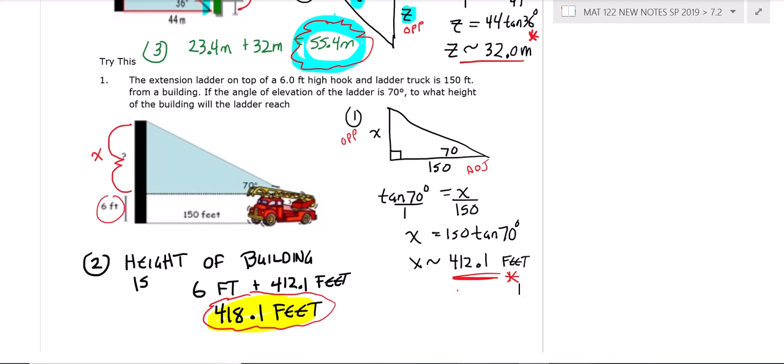All right, so a key thing on these word problems is get your triangle drawn well, get your diagram drawn well, and you've got to know your trig functions. You need to make sure you've got the SOHCAHTOA stuff down and memorized, because that's what this section is all about, right triangle trigonometry.